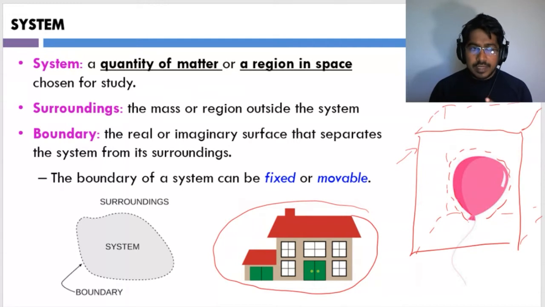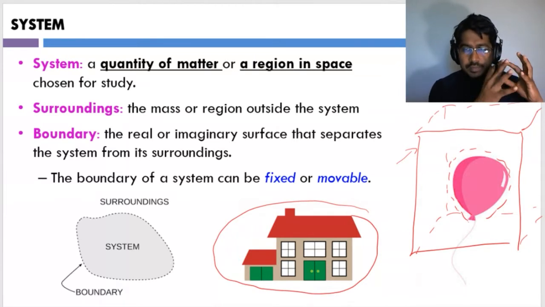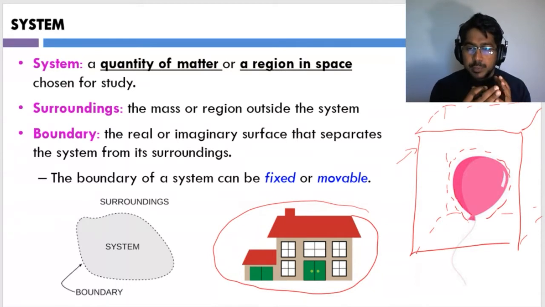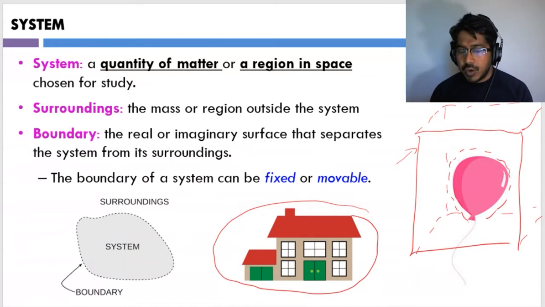Okay, so now you can see we can take a bunch of particles and say, okay, this is what we are going to analyze, the particles inside the balloon. Or we can define a region in space, right? When we define the region in space, it could be a physical boundary or it could be an imaginary boundary, depending on what we want to do in our analysis.